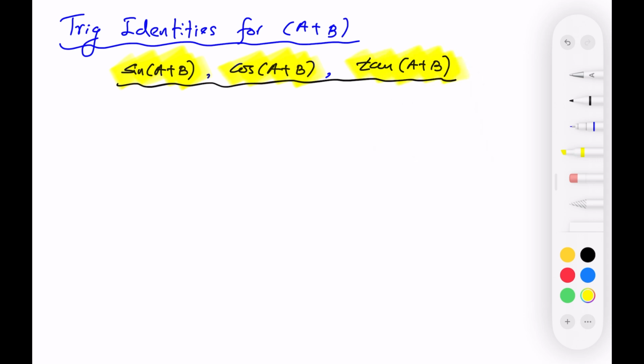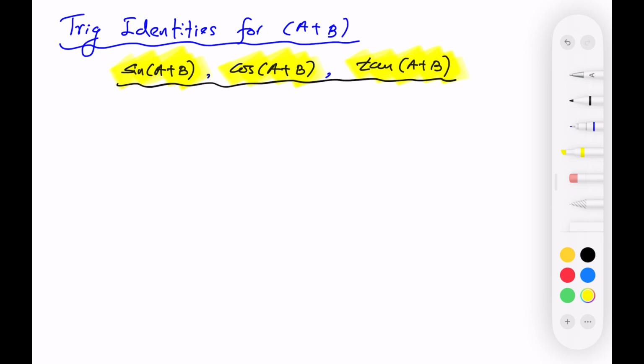For the derivations of the identities, we are going to need a construction. For the construction, for simplicity, I'm going to assume that A is an acute angle, B is also an acute angle, and also A plus B is an acute angle. For example, A could be like 30 degrees, B could be like 40 degrees. So A plus B is equal to 70 degrees, which means all three are acute angles.